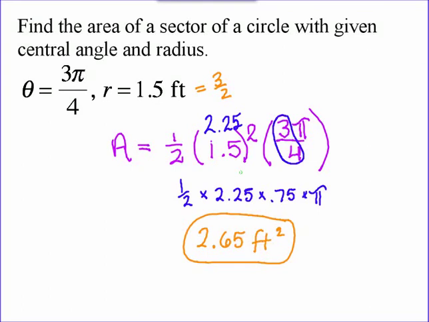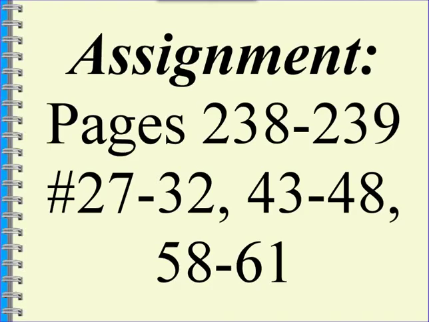All right, so now this is what you need to add to your assignment. 27 through 32, all 43 through 48, all 58 through 61. Now, I believe you've already done the evens in this first area here. I think you've already done 28, 30, 32, 27, 26. Okay, but there you go. That is your assignment then.